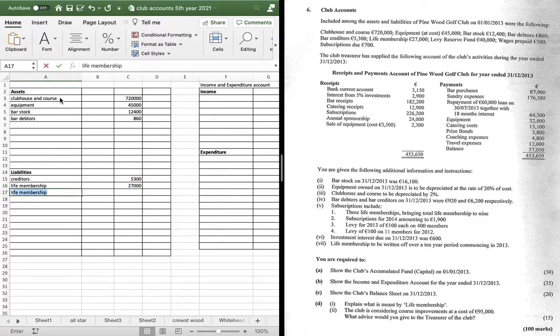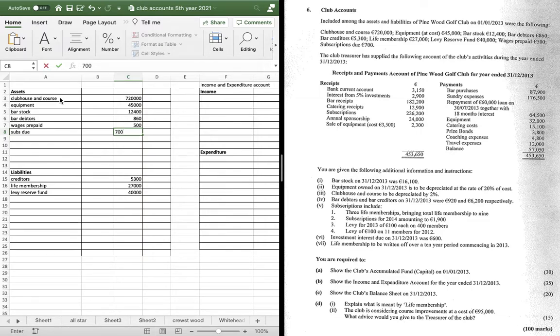27,000. Levy reserve fund is a liability. Wages prepaid is a liability. So we paid someone in wages prepaid, is an asset. So we paid them in advance, so they owe us the work or they owe us the money back. And subs due is an asset as well. So it's money that's owed to us. For 700. Alright, so that's everything in from the top.